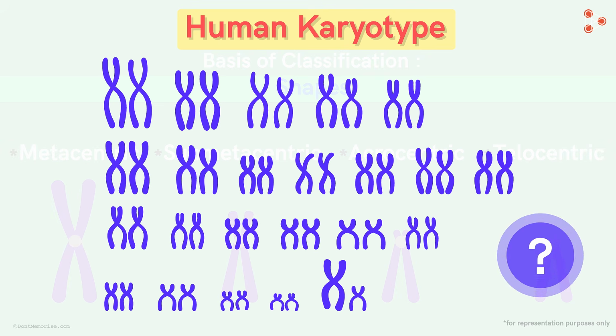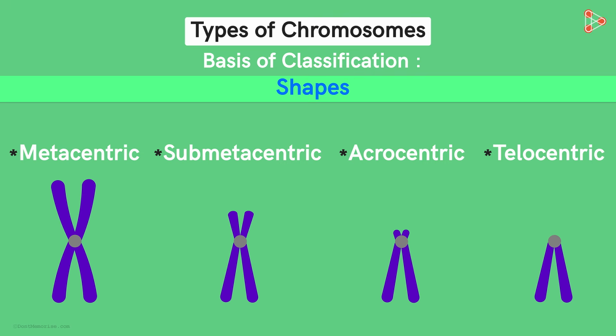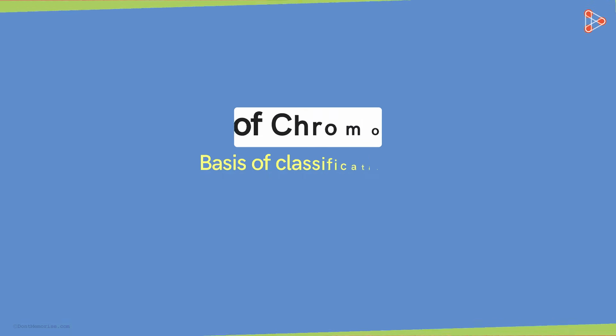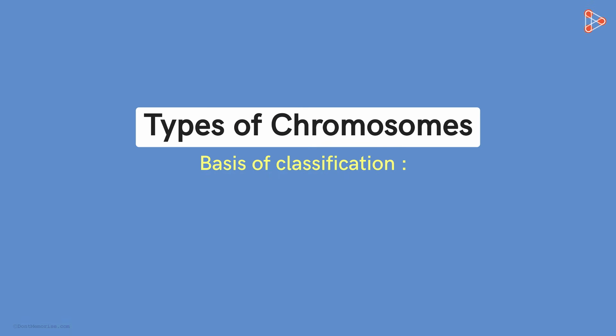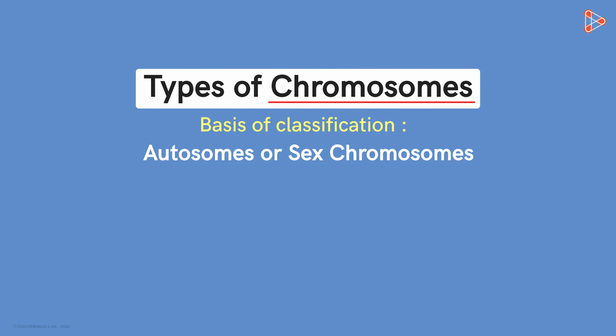But what is karyotype, you may ask? Well, it's one way of representing all the chromosomes found in a cell. This is how chromosomes are classified on the basis of their structures or shapes, to be precise. Now let's have a look at the other type of classification. This is a much simpler type of classification. Here, the chromosomes are classified whether they are autosomes or sex chromosomes.